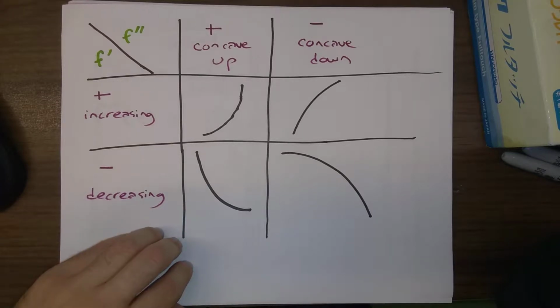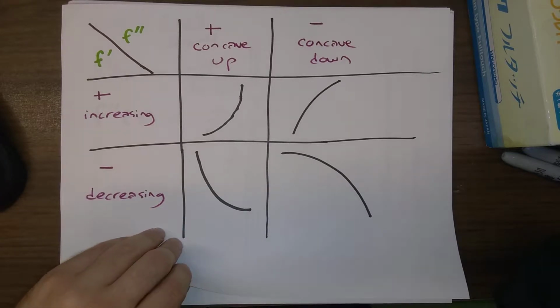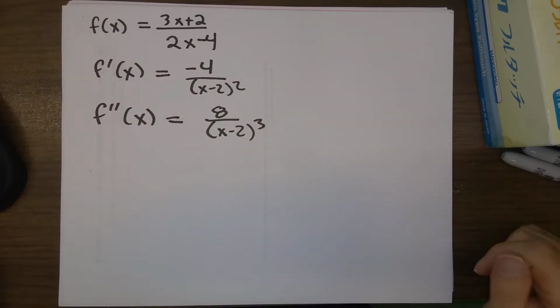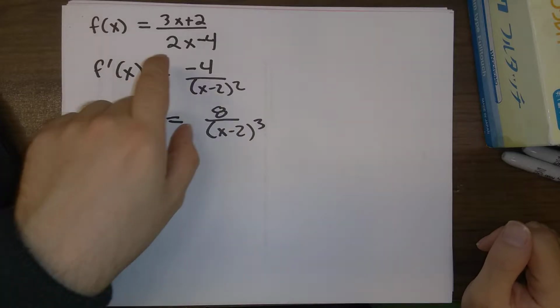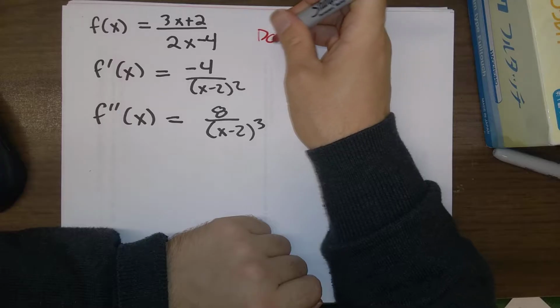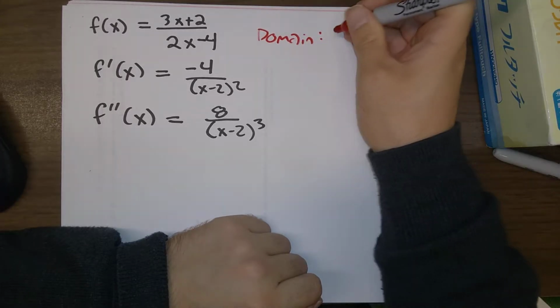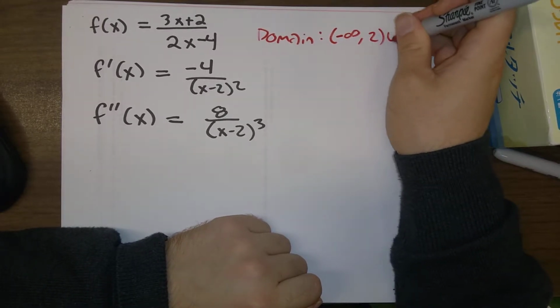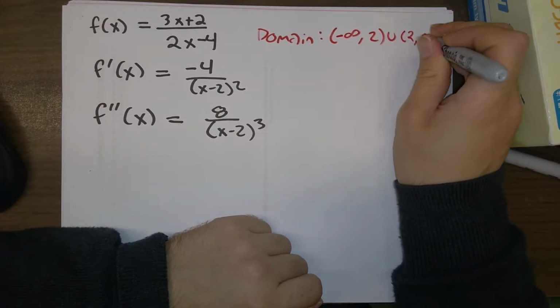As another example of a function we might want to try to graph, let's sketch a rational function, a quotient of one polynomial divided by another one. So note here that our function is undefined when x is equal to 2. So we should write out our domain here: it is going to be minus infinity to 2, union 2 to infinity.